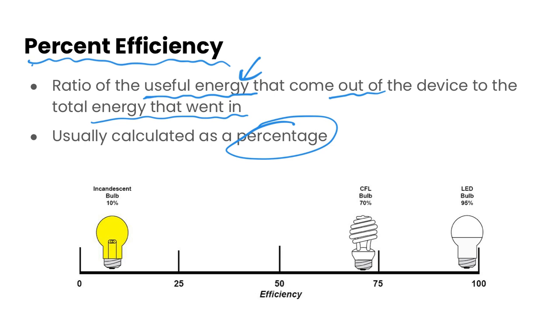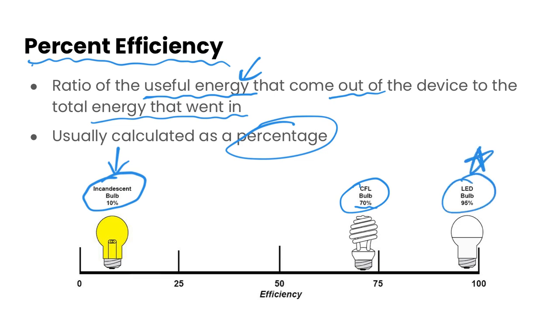If we take a look at light bulbs, for example, a typical incandescent light bulb is really inefficient, only about 10%, which is why they are no longer being sold, because they are super inefficient with our energy. If you take a CFL bulb, it's a bit better, 70%, and then an LED bulb, which is what you see in the stores now, is 95%. So that means 95% of the energy coming in is being turned into light energy going out.